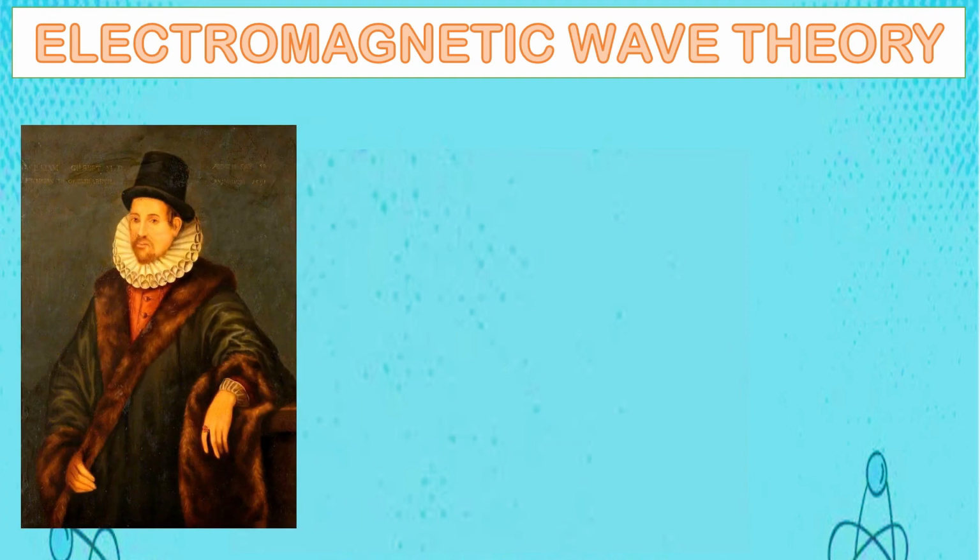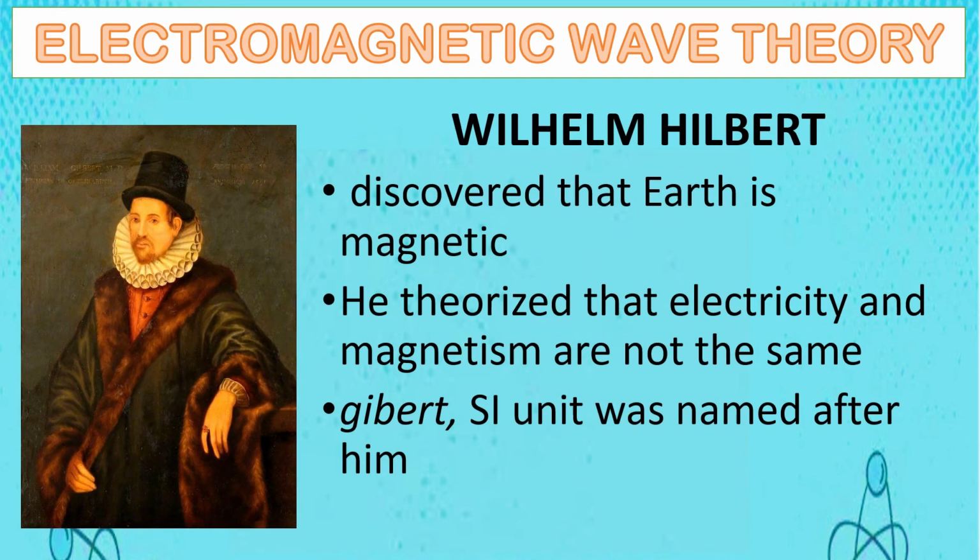William Gilbert. He discovered that Earth was magnetic and theorized that electricity and magnetism are not the same. The gilbert, a unit of magnetic potential, was named after him.